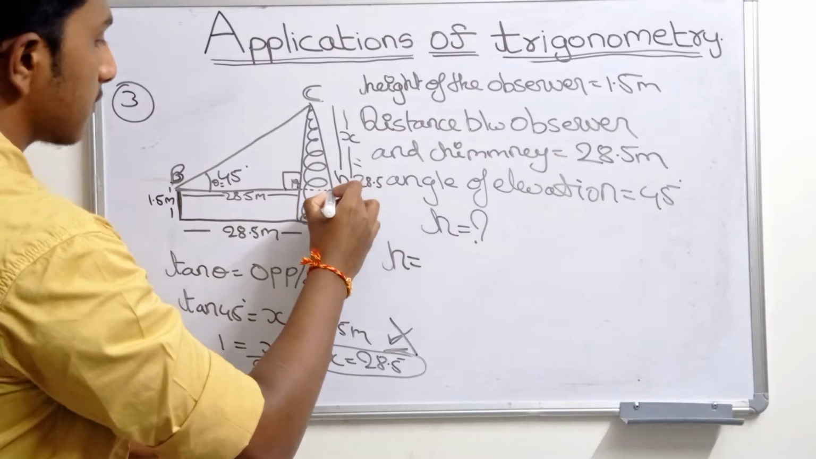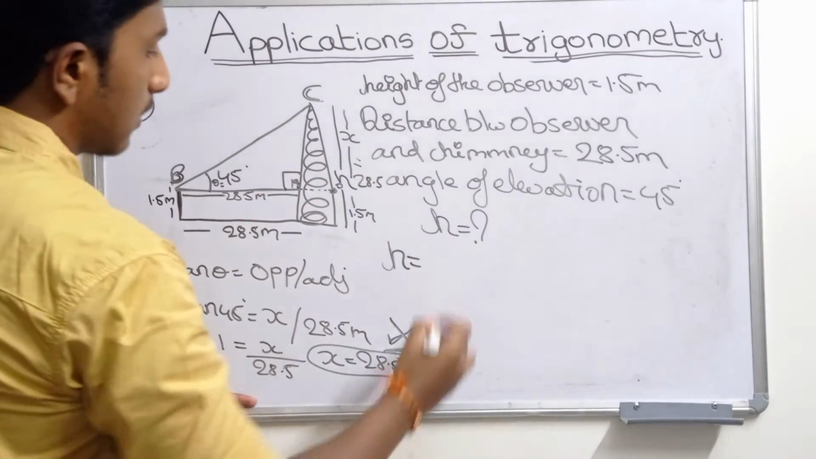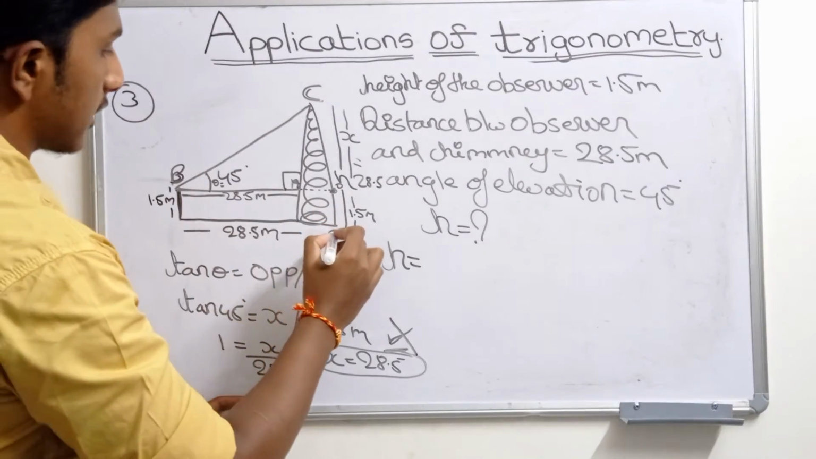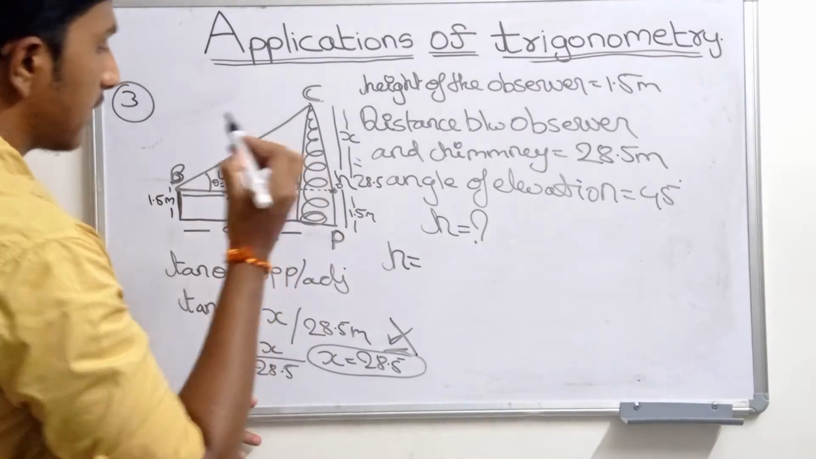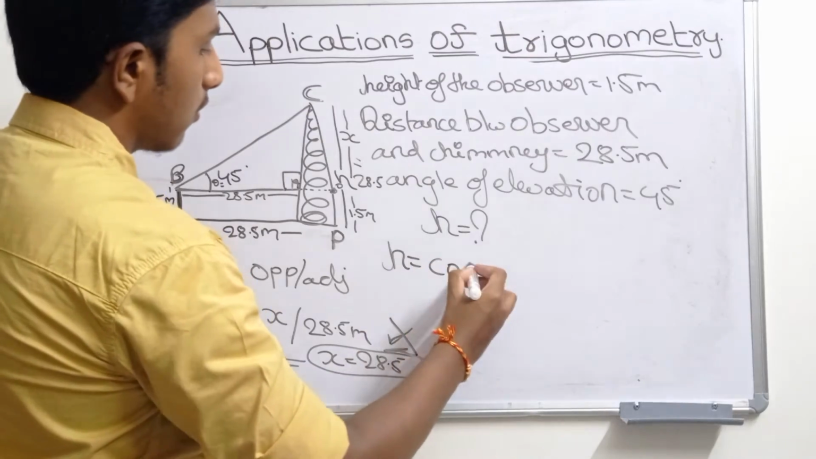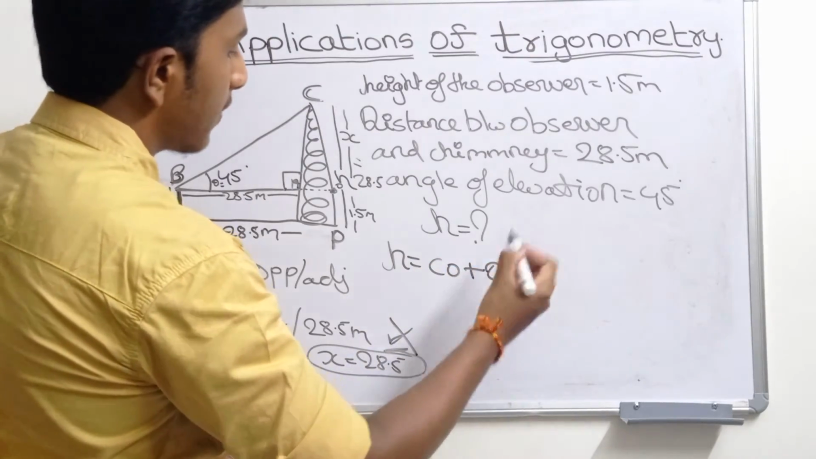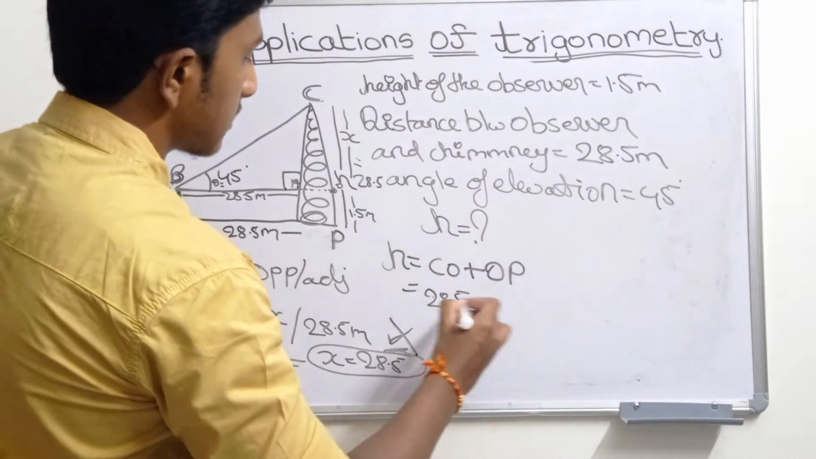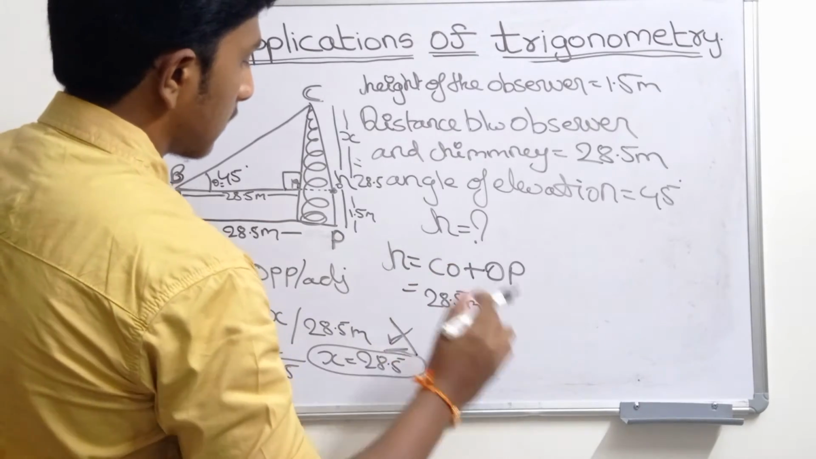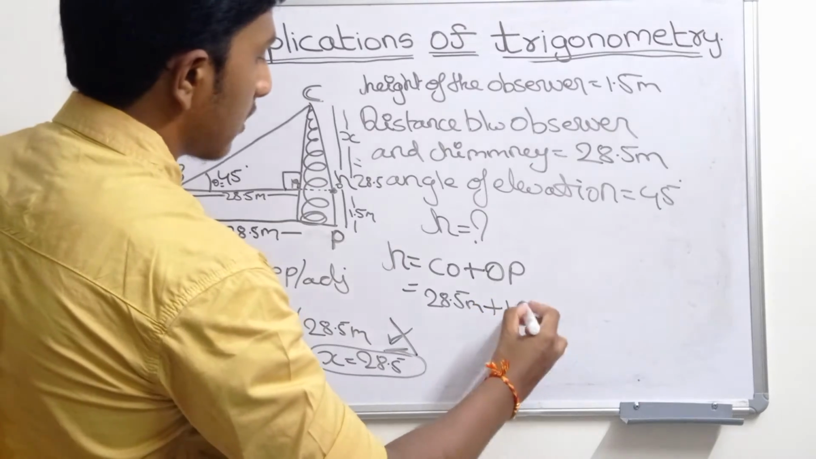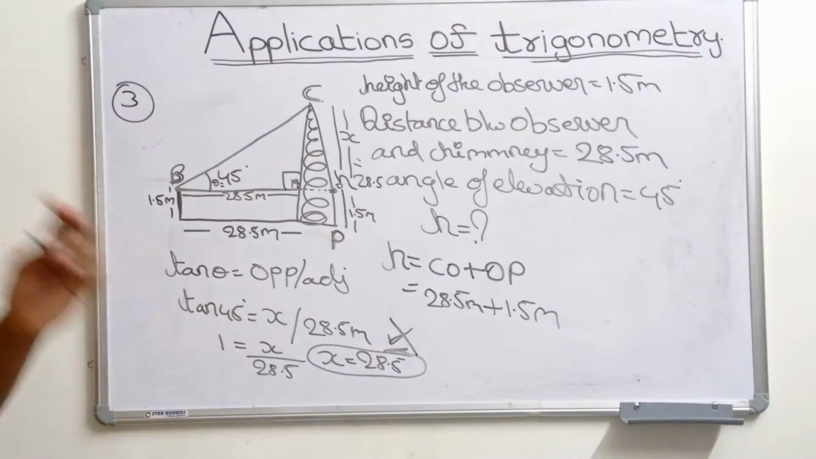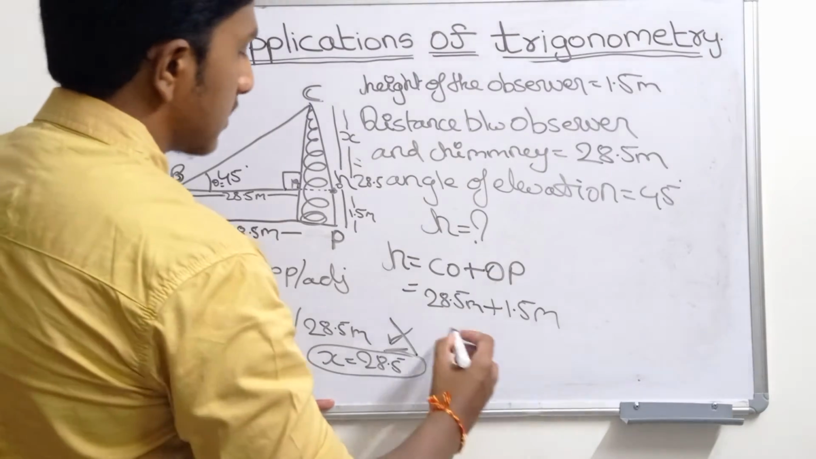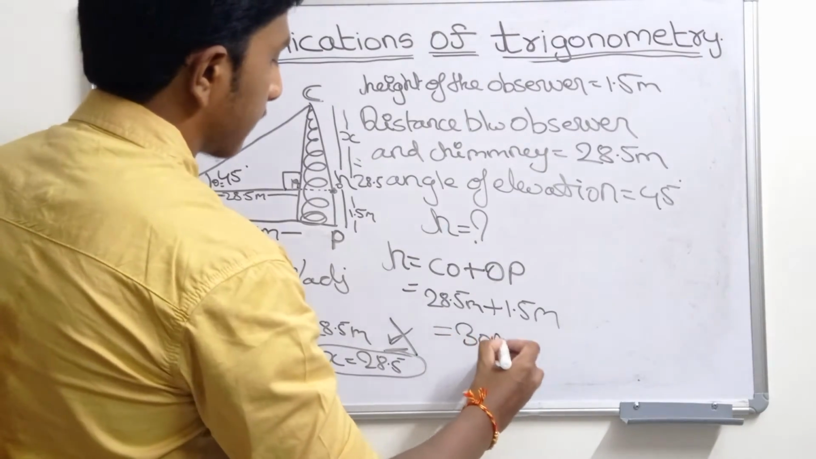So we'll consider this middle point as O. Then, we'll take this point as P. CO plus OP is equal to 28.5 meters plus 1.5 meters. 28.5 plus 1 means 29.5. 29.5 plus 0.5 means 30 meters.